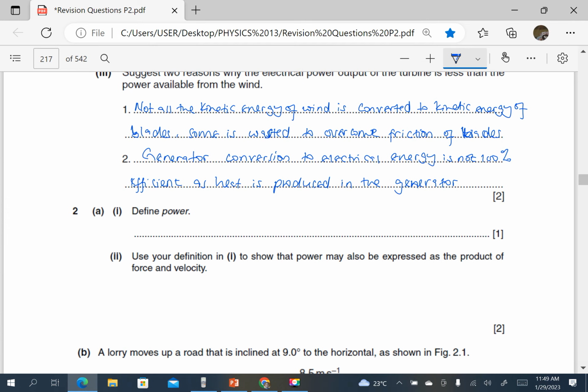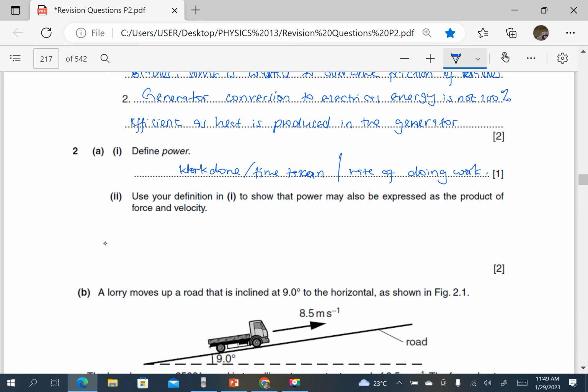Define power. We know power is work done per unit time, or over time taken, or you can say the rate of doing work. So that is power. Use your definition in Roman 1 to show that power may also be expressed as the product of force and velocity.